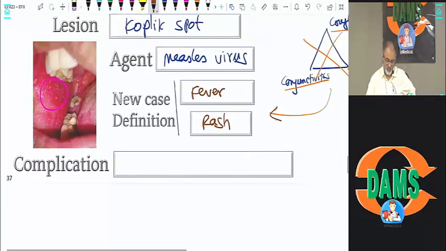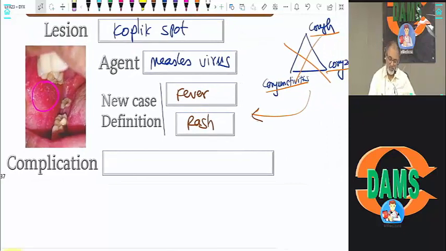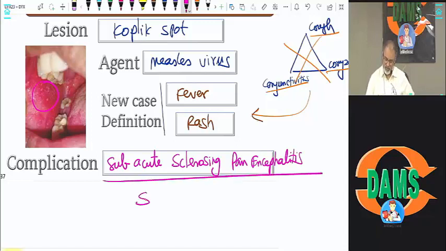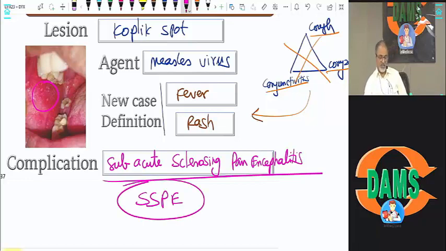Now you tell, what is the complication? Excellent. SSPE, subacute sclerosing panencephalitis. SSPE is the well-known rare but fatal complication.